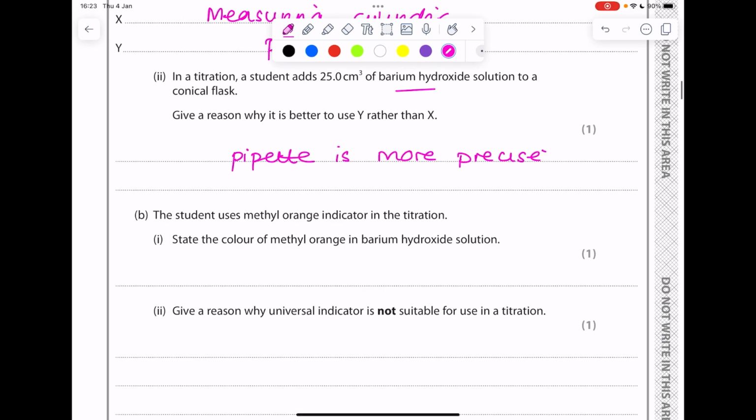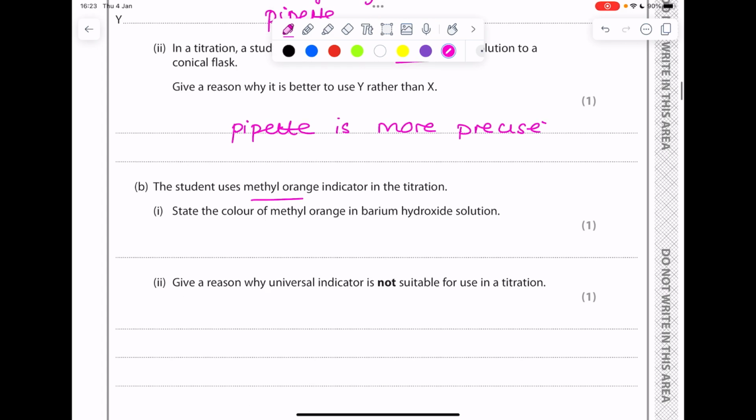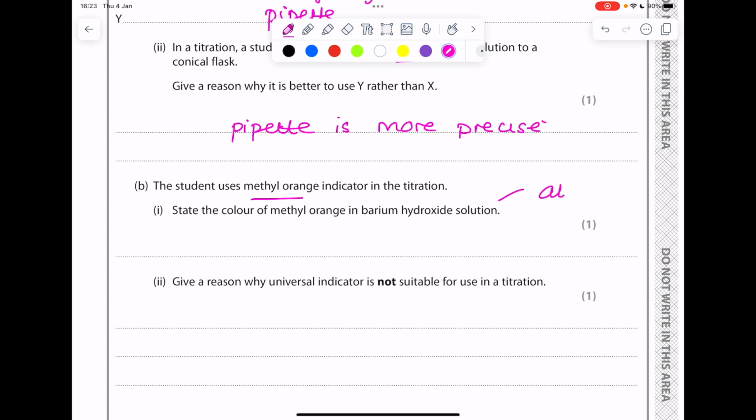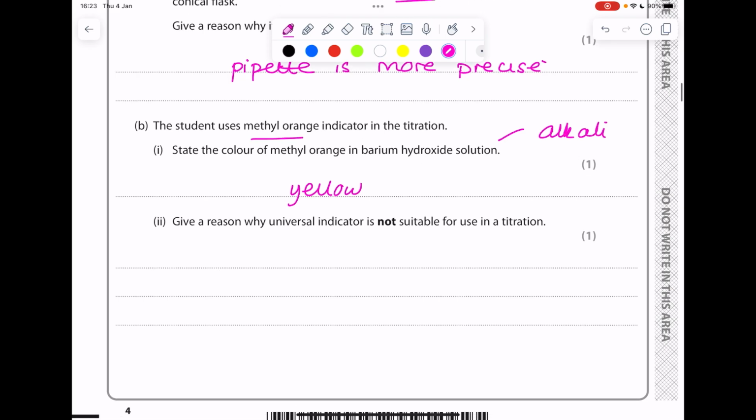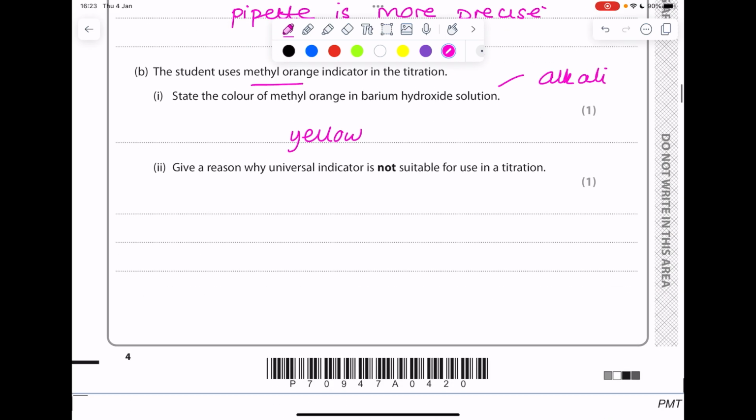The student uses methyl orange indicator in the titration. State the colour of methyl orange in barium hydroxide solution. Remember, this is alkali, so it will be yellow. Give a reason why universal indicator is not suitable for use in a titration. Remember, you want a very definite endpoint, so it's the sharp change where it goes from one colour to another. The problem with universal indicator is that it has a range of colours which go from red in very acidic solution to blue in very alkaline.